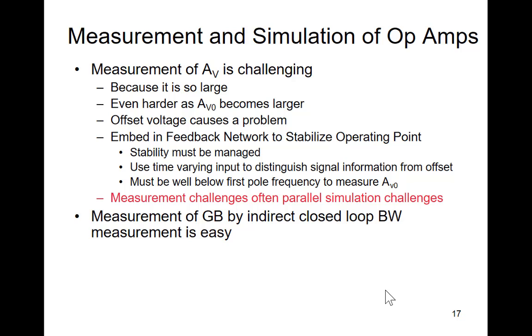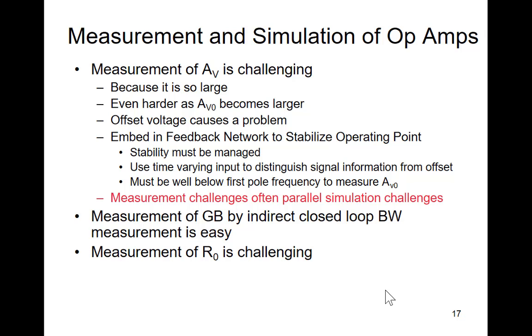Measurement of GB is also hard by going by definition. If you use the definition of GB, you measure the gain, the bandwidth, and then take the product. Well, the DC gain is hard to measure. The 3 dB bandwidth is hard to measure. So the gain bandwidth product is hard to measure by definition. However, if you embed the op amp in a feedback configuration, we know the relationship between the open loop gain bandwidth product and the closed loop gain bandwidth product. So invariably what we do is we rely upon that relationship. We measure the closed loop GB and rely upon the relationship between the two to get the GB of the op amp.